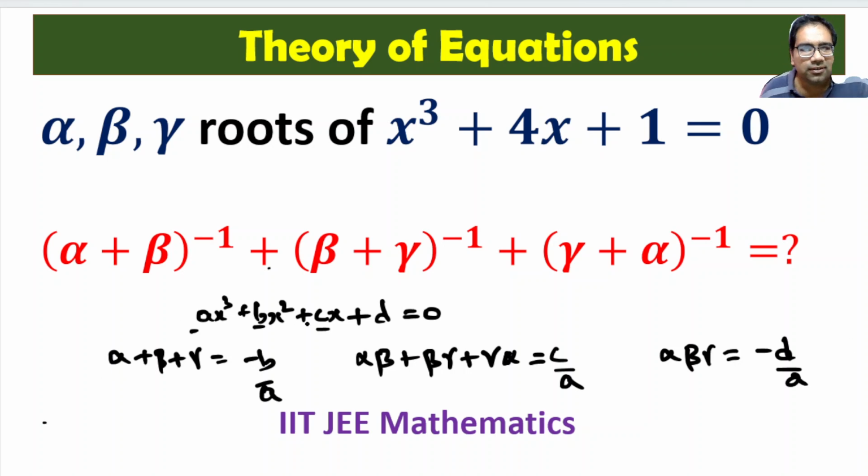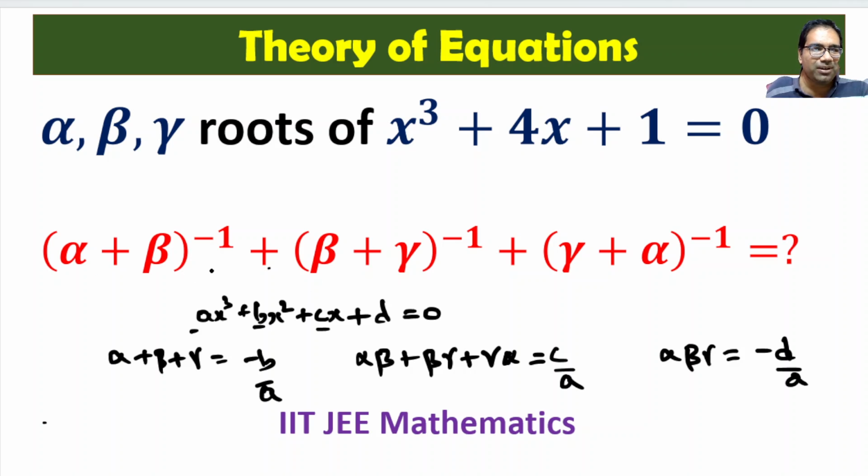Similarly, you can apply this for any type of equation, whether x power 4, x power 5, x power 6, etc. We'll take 1 at a time, 2 at a time, 3 at a time, 4 at a time, 5 at a time, etc. When we have three roots, 3 at a time, there is only one term, alpha beta gamma. 2 at a time, we have three terms. 1 at a time, we have three terms, right, guys?